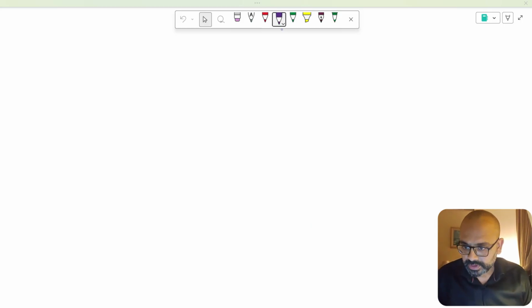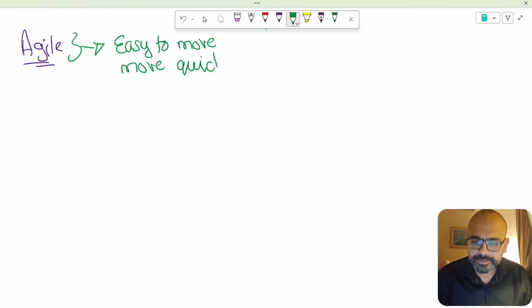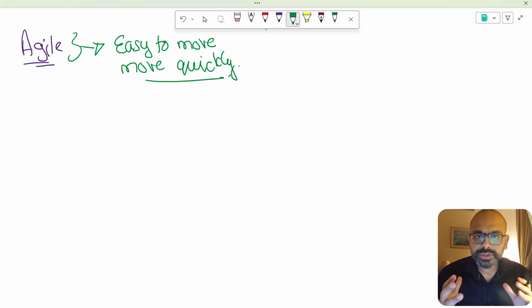So, Agile. If you simply Google this word Agile, it actually means easy to move, or you can say move quickly, right? In the context of project management, we call it how to do the things in an easy way and how to do the things in a quick way. That is all about the word Agile.